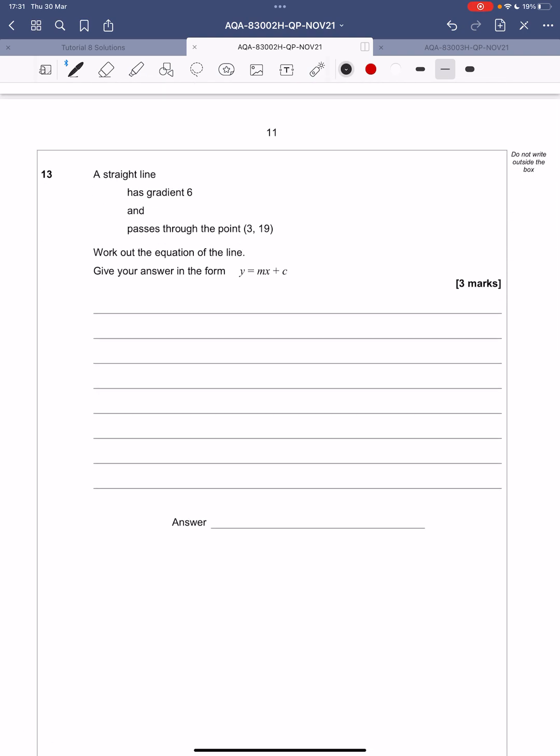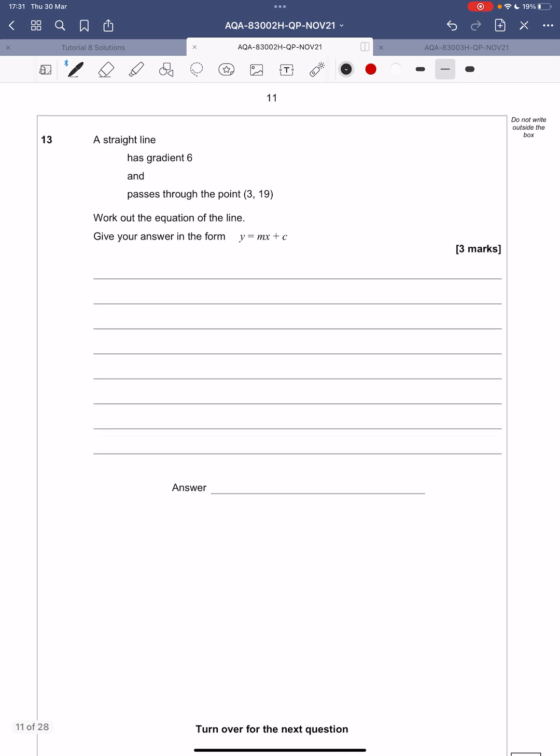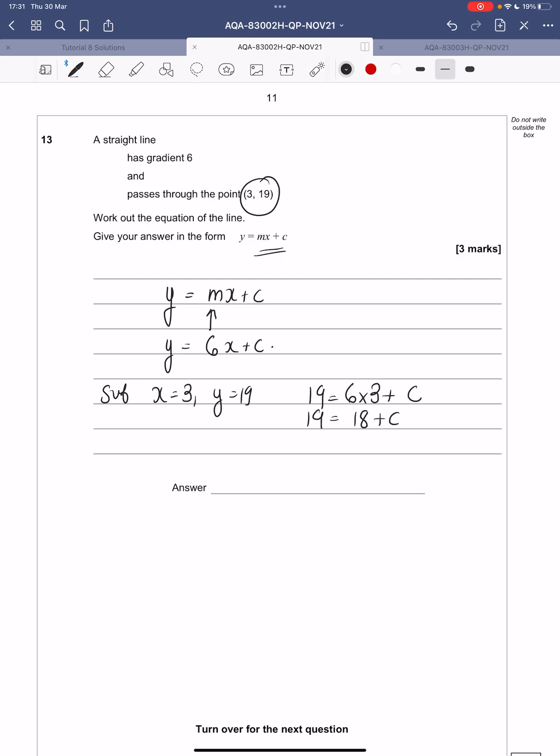A straight line has gradient 6 and passes through the point (3, 19). Work out the equation of the line. Right, y equals mx plus c, they're giving us that there. m is the gradient, so y is 6x plus c. And then we substitute x is 3, y is 19, that point there. So we get 19 equals 6 times 3 plus c. So 19 is 18 plus c, so therefore c is 1. So we end up with y is equal to 6x plus 1.